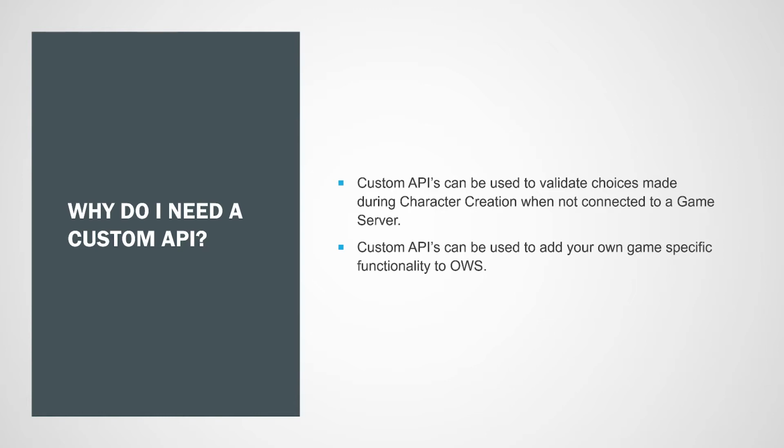We're going to add custom rules on the back end to validate that strength plus agility equals 20. This will protect us from hackers trying to modify the game client to get more strength or agility than they should be allowed.